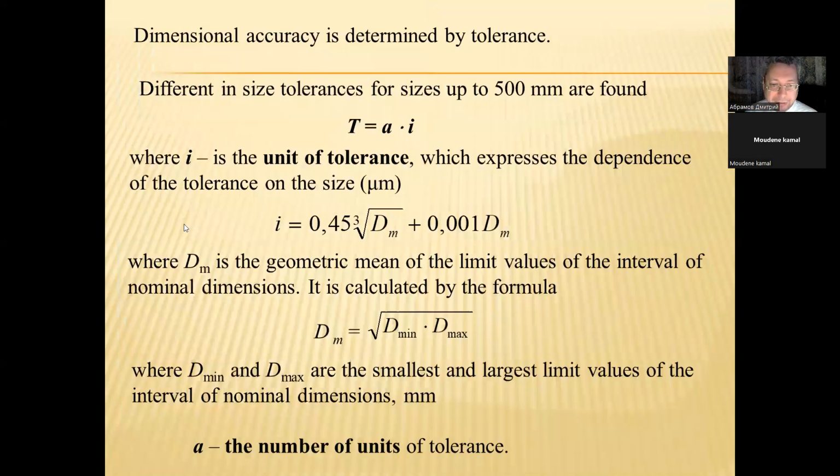So we can find the unit of tolerance I, and we can find the number of units A. If we know I and A, we can calculate T, the tolerance field of the size.